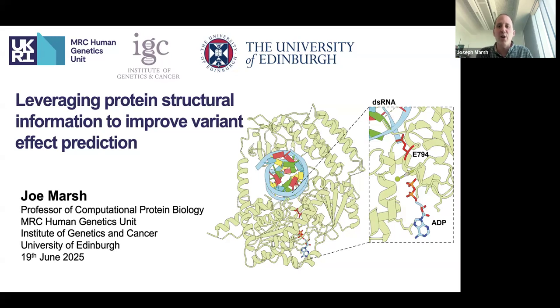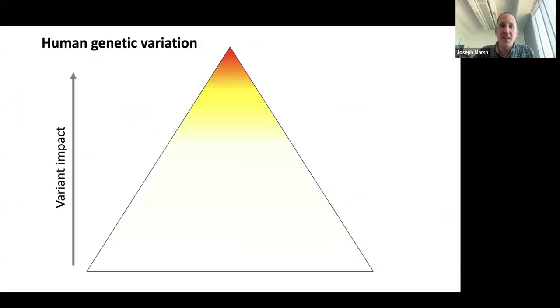So I'm going to talk about recent work that we've been trying to do on understanding computational methods for predicting the impacts of genetic variants, and in particular, the role that using protein structural information can play in that. So this is my very broad view of human genetic variation.